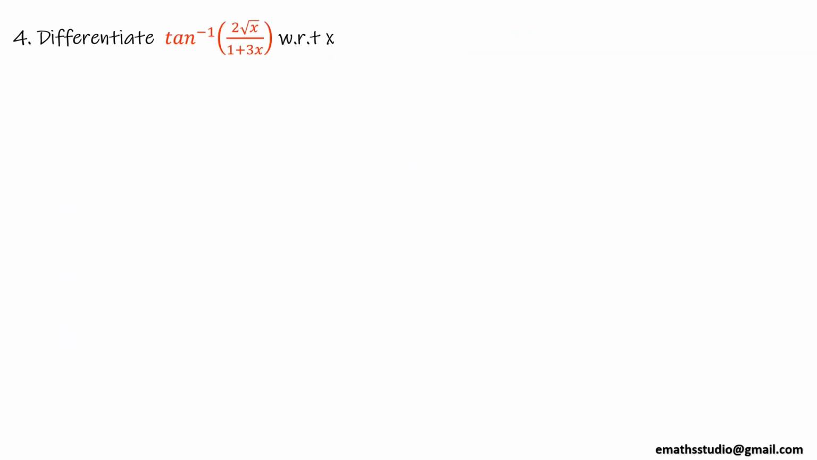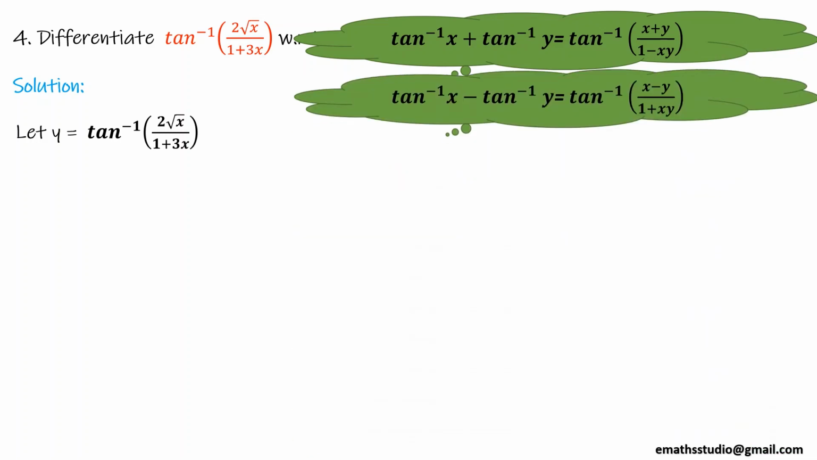The next question. Differentiate tan inverse of 2 root x upon 1 plus 3x with respect to x. Again, I am assuming y be tan inverse of 2 root x upon 1 plus 3x. Now, in inverse trigonometry, you have prepared these two formulae. Look at the denominator, it is 1 plus 3x. And look at the denominator on the right hand side here. In this, there is 1 minus xy. In this, there is 1 plus xy. So, I want plus. So, I am referring to the second formula now.